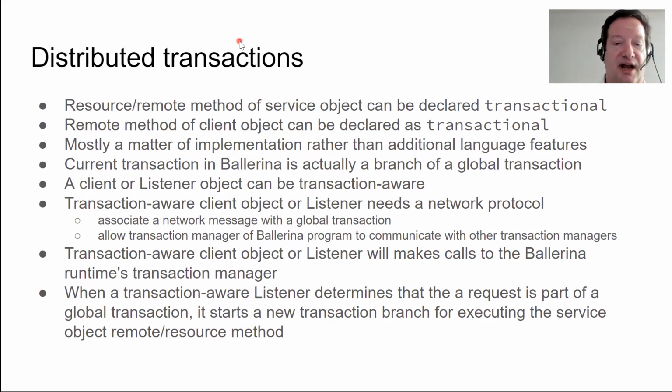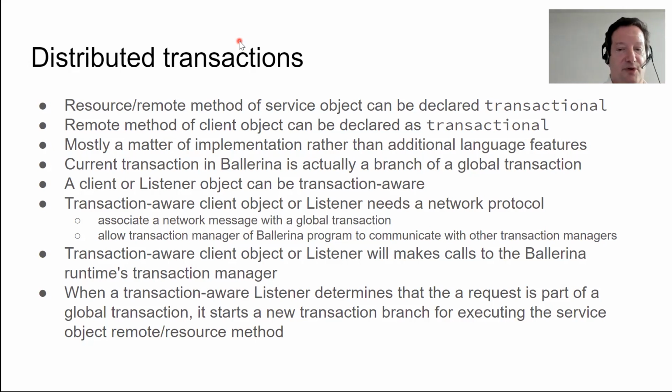So when you've got a transaction-aware client or listener, first thing it needs is a protocol by which it can associate a network message with a global transaction, and also the object or listener will need to interface with the Ballerina runtime's transaction manager. There's an API that the Ballerina transaction manager will have to expose to clients and listeners to enable them to make everything work. And the language doesn't get into that. The language is just about allowing the application to delimit transactions. But under the surface, there's a lot more that needs to happen in order for this all to work.